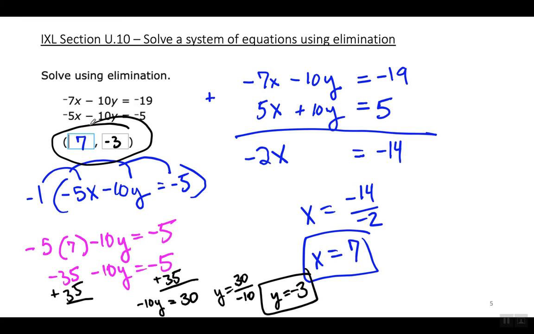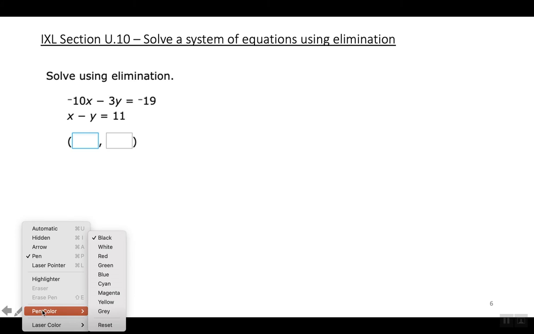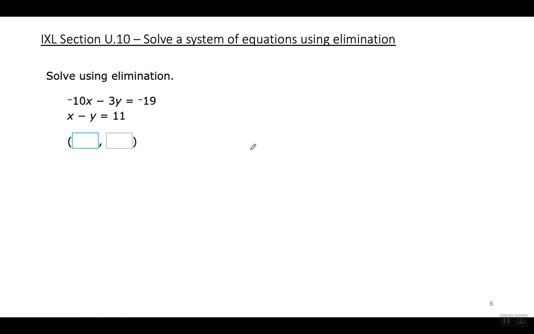All right, let's look at another example. All right, so look at this example. Here I don't have any opposite terms at all. I don't even have the same number on the top or the bottom, okay? But it's very simple. Okay, so what you should do is this.